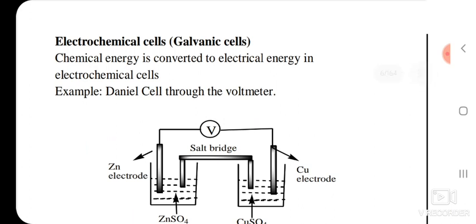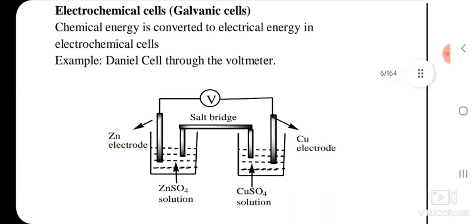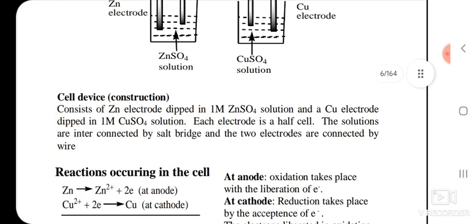Electrochemical cells, galvanic cells. Chemical energy is converted to electrical energy in electrochemical cells. Example: Daniell cell, through the voltmeter. Cell construction: it consists of a zinc electrode dipped in 1 molar ZnSO4 solution and a copper electrode dipped in 1 molar CuSO4 solution. Each electrode is a half cell. The solutions are interconnected by a salt bridge and the two electrodes are connected by a wire.